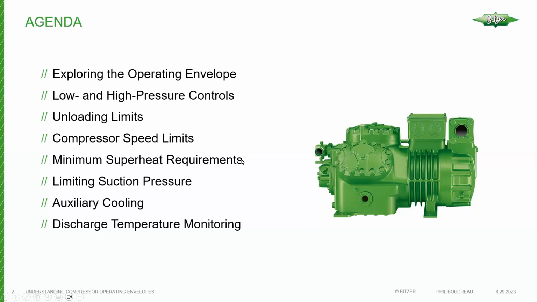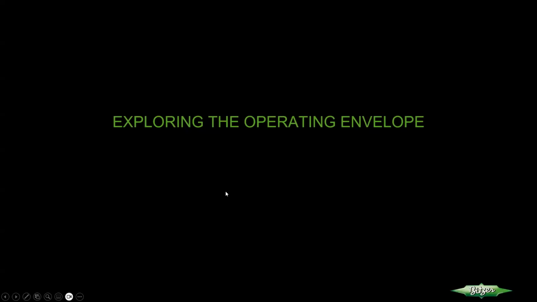Minimum superheat requirements, which is a topic I cover a lot in many webinars, very important, especially as we get into refrigerant CO2, or R744, sorry. Limiting suction pressure, how do we do that? It's another form of keeping compressors operating in the envelope. And then auxiliary cooling, the methods of auxiliary cooling and how they're controlled. And then we'll get into discharge temperature monitoring and some of the pitfalls of operating compressors at high discharge temperatures and what we can expect to occur when that happens.